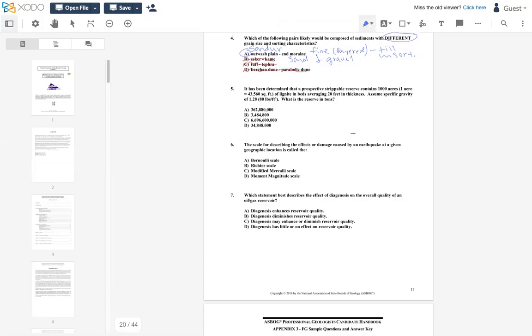The 5th question. It has been determined that a prospective strippable reserve contains 1,000 acres, where 1 acre is equal to 43,560 square feet of lignite in beds averaging 20 feet in thickness. Assume specific gravity of 1.28. What is the reserve in tons? So something really important here that we need to highlight is that it wants our answer in tons.